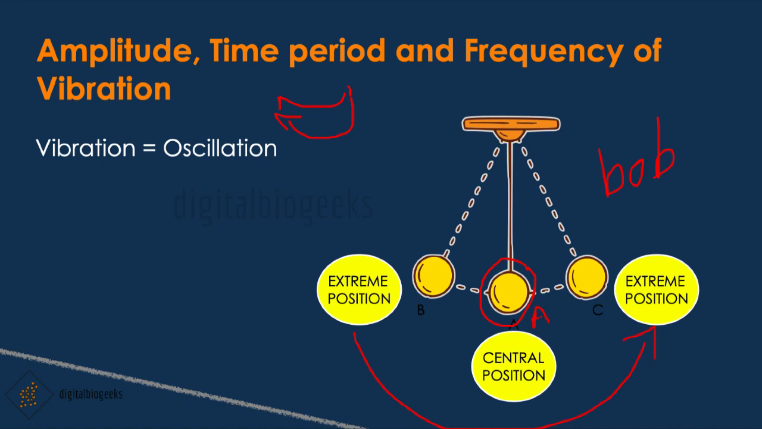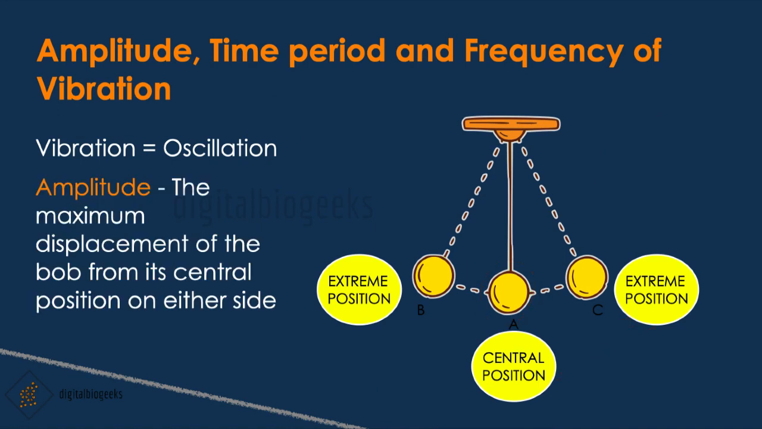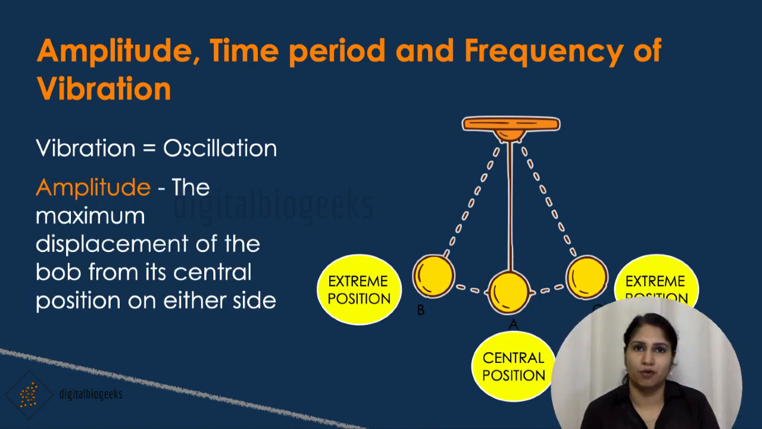And the displacement from the central position to its extreme position is called the amplitude. That is the displacement from central position to one of its extreme positions. That is called the amplitude. Amplitude is the maximum displacement of a pendulum or a bob from its central position to either side.